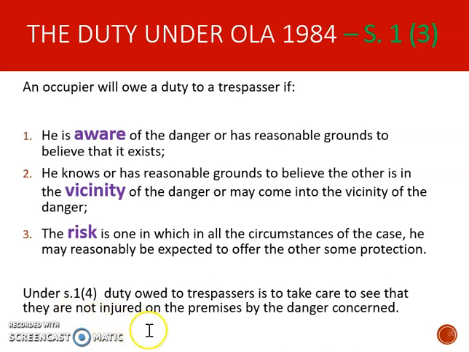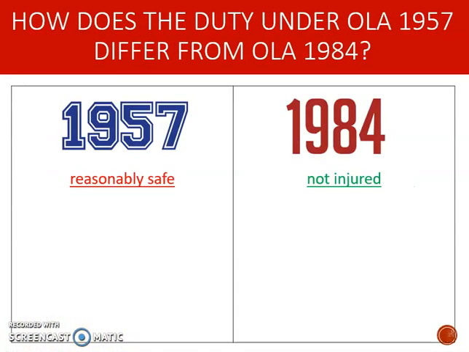Now, that is a different standard to what we saw under the 1957 Act. So if we have a look at how this duty under the 84 Act differs from the 57 Act, under section 2.2, the duty is to keep the lawful visitor reasonably safe. Whereas under the 1984 Act, the duty is to ensure they are not injured. That is a lower standard of care that we are owing to trespassers.